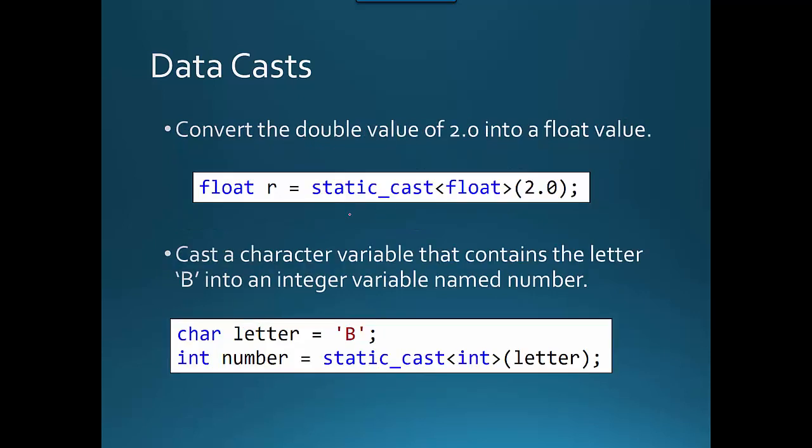So here's an example of static cast. We have 2.0, and the static cast will take this. Of course, this literal, written in this format with just a decimal point, will be a double. And so if we want this to be a float, we can explicitly cast it into a float by using this static cast. This will take this double, convert it to a float, and store it in the R.